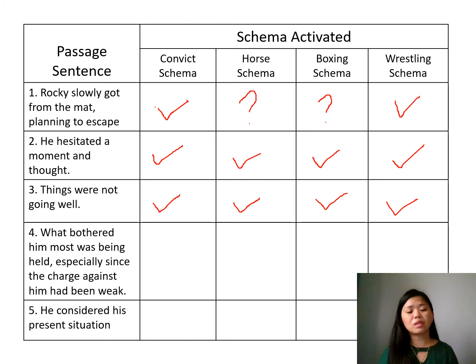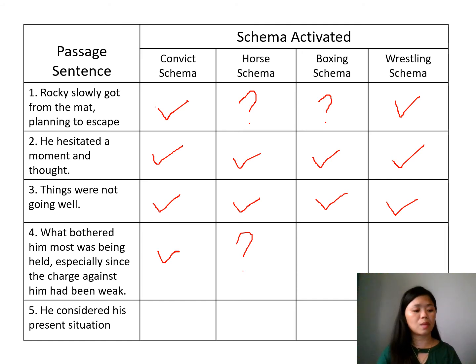So under sentence number 4, what bothered him most was being held, especially since the charge against him had been weak. So under convex schema, what is the interpretation? Okay, check, because being held means being imprisoned. Charge relates to an offense Rocky might have done. Okay, on horse schema, question mark, because what charges may be labeled at a horse being held in a cell or being held by someone.